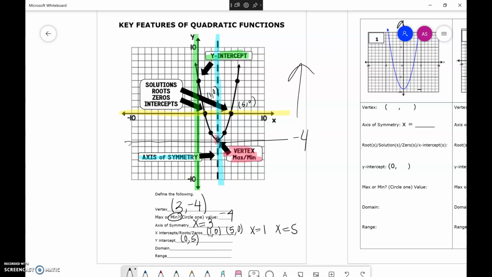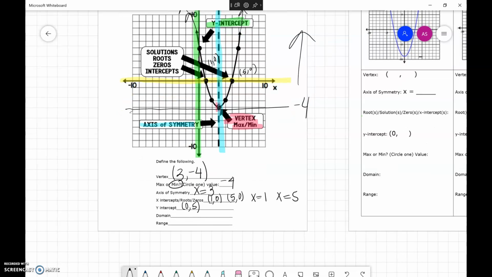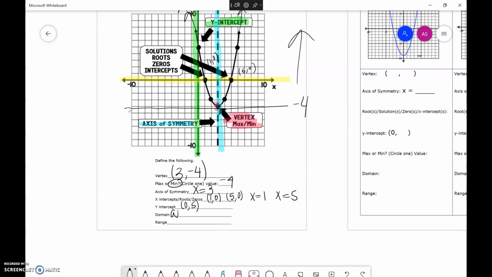All right, then our last part, we have domain and range. Domain is where the graph starts and where it stops. So as we see, we have arrows on both ends, so it's going to keep going to the left to -infinity, and it's going to keep going to the right to +infinity. So if it's going from -infinity to +infinity, that's going to be all real numbers.